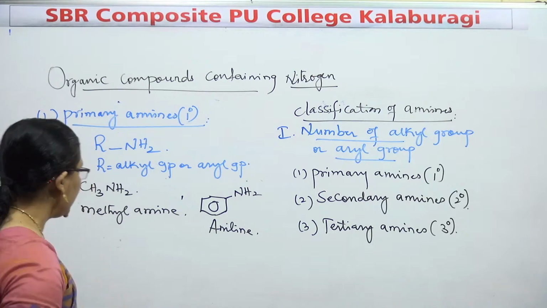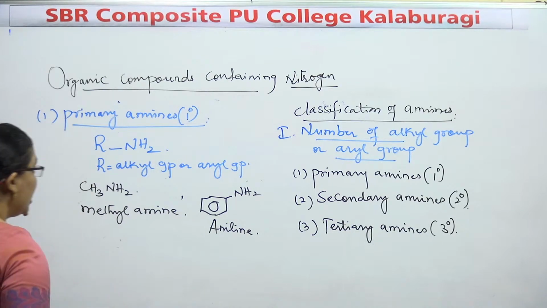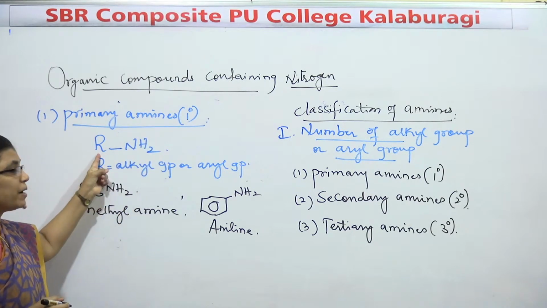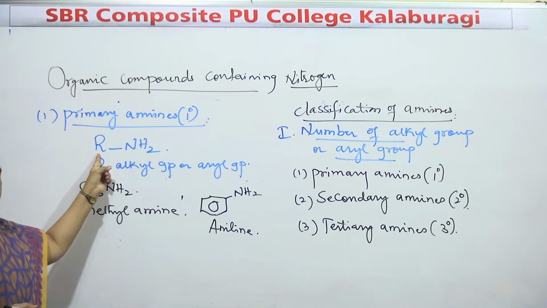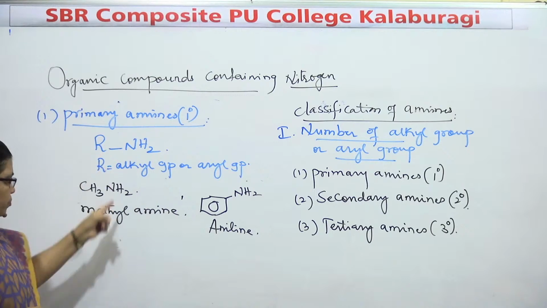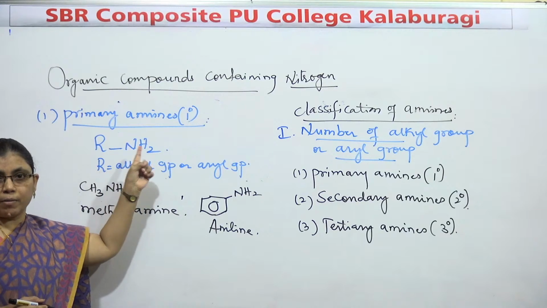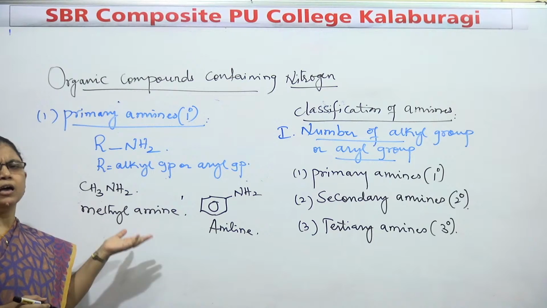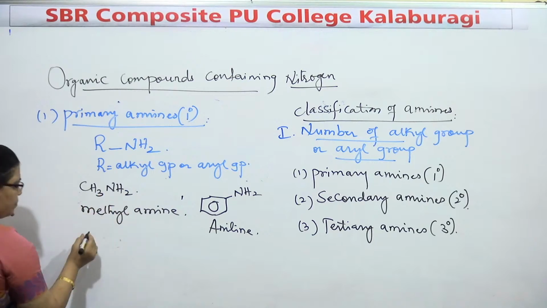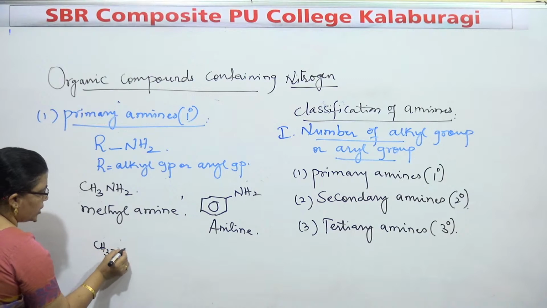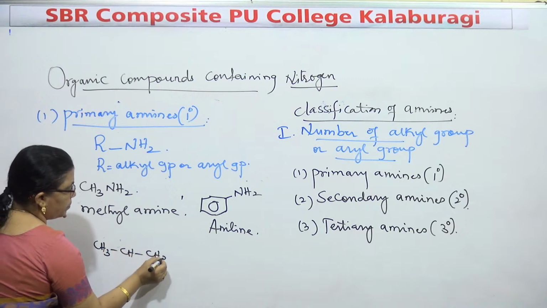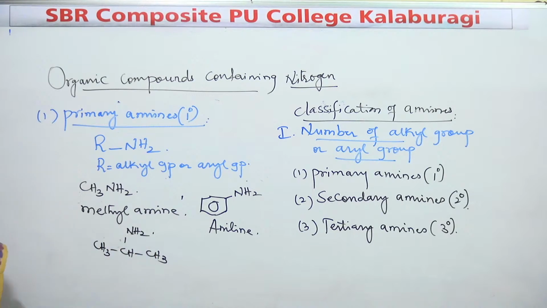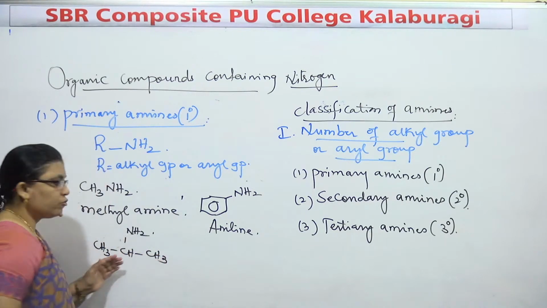Aniline. So the condition is that only one of the hydrogen atoms of ammonia is replaced by alkyl group or aryl group. They are called primary amine, like methylamine, ethylamine, propylamine. We can go with any number of examples. If we take the parent chain as isopropyl group containing amine, we can call it isopropylamine.